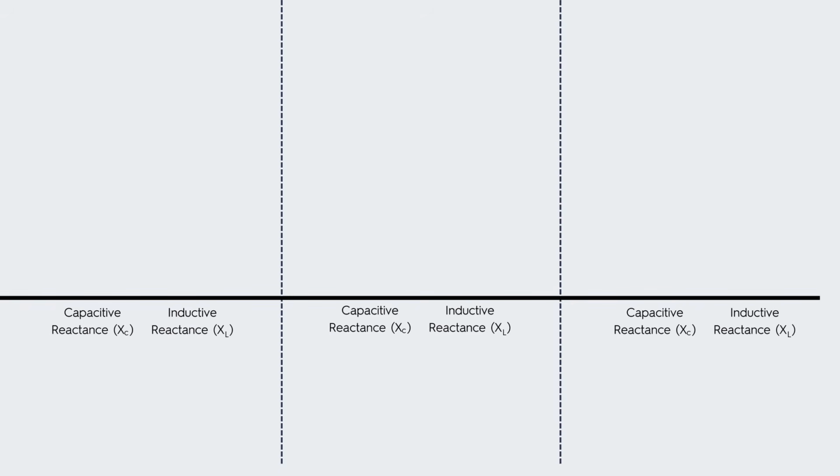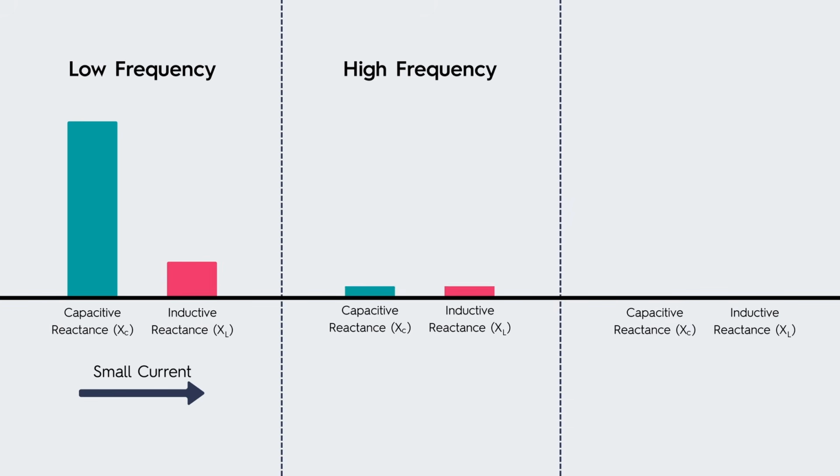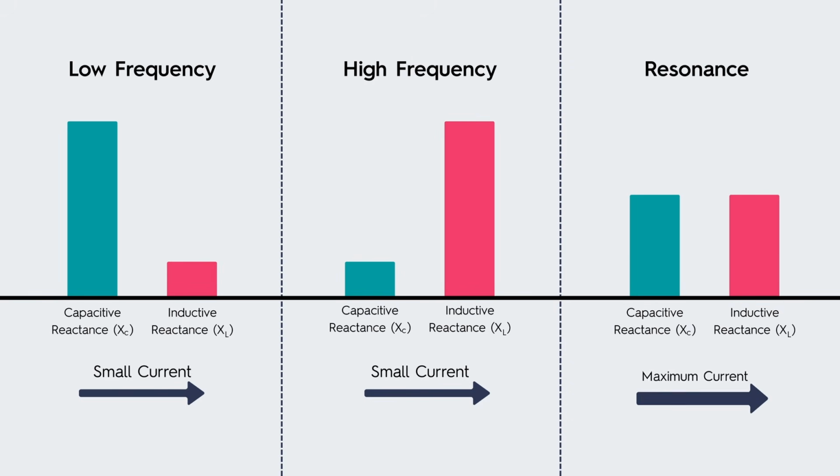Now let's build a picture of what's happening. At very low frequency, the capacitor's opposition is big, so current stays small. At very high frequency, the inductor's opposition is big, so current is also small. In the middle, at resonance, they balance, and current becomes largest.